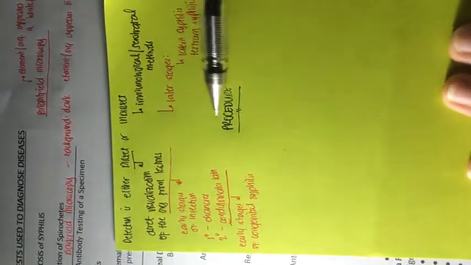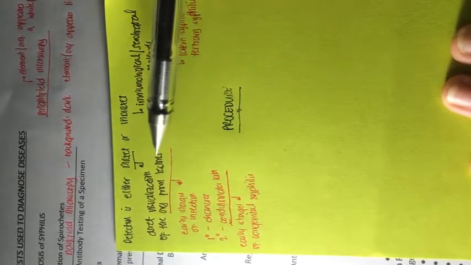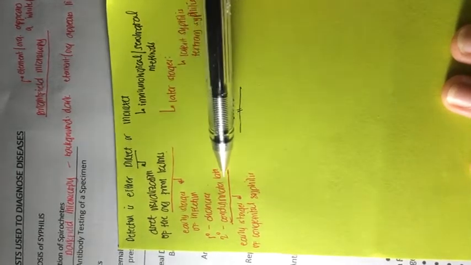Okay, so let's continue from where we left off. We are now on the discussion of the procedure of direct microscopy for spirochete detection. For the procedure, again, direct detection is usually preferred when a lesion is present, primarily in cases of primary syphilis and secondary syphilis.